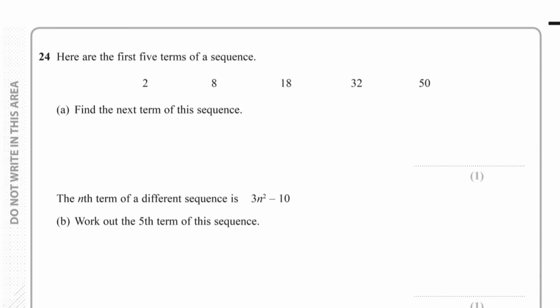Question number 24. Here are the first 5 terms of a sequence, and what we have to do is work out the next term of this sequence. Well, from here to here, we can see we add 6. Then from here to here, you can see we add 10. Then from here to here, we add 14. And here to here, we add 18. So what do you think we would add next?